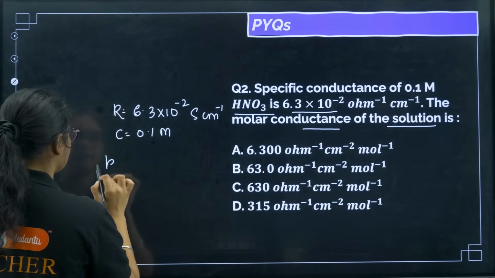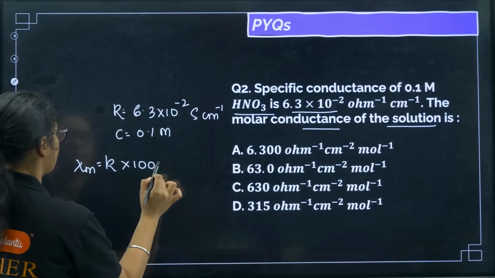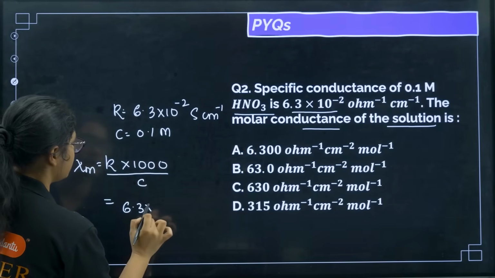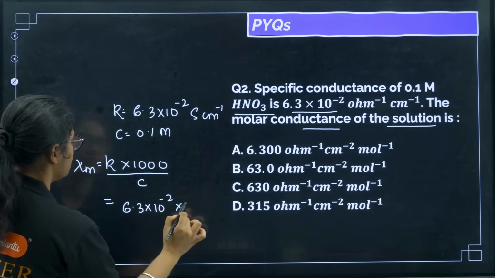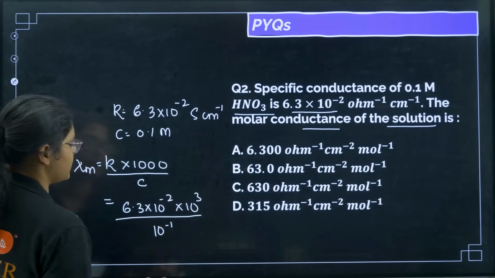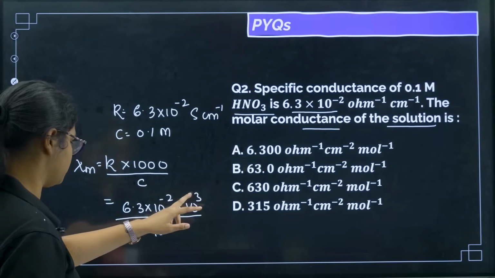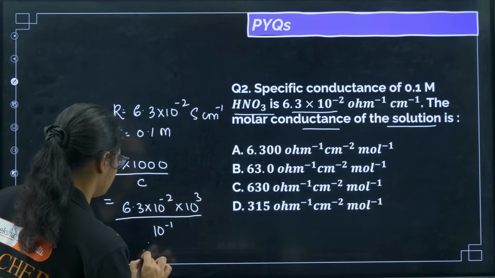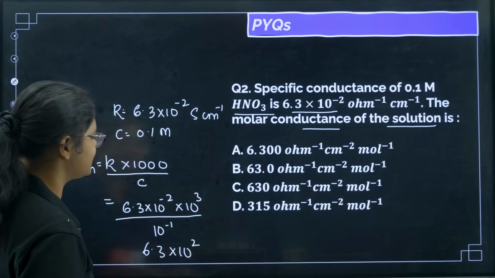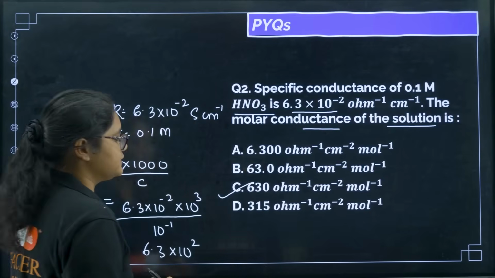Now I want to calculate the molar conductivity, which is equal to kappa into 1000 by C. So kappa value is 6.3 into 10 to the power of minus 2, 1000 is 10 to the power of 3, and C is 10 to the power of minus 1. So this goes up, it will become plus 4. So 6.3 into 10 to the power of 2, or I can write 630. So this one will be the answer here, 630.